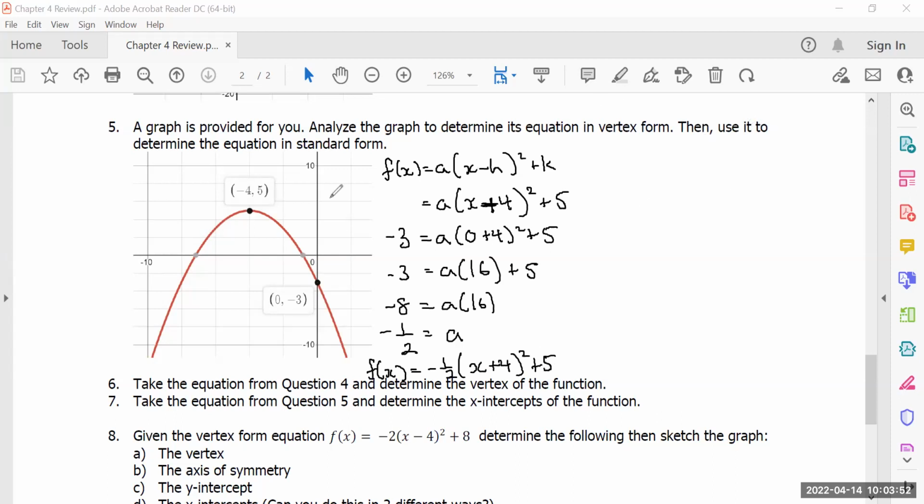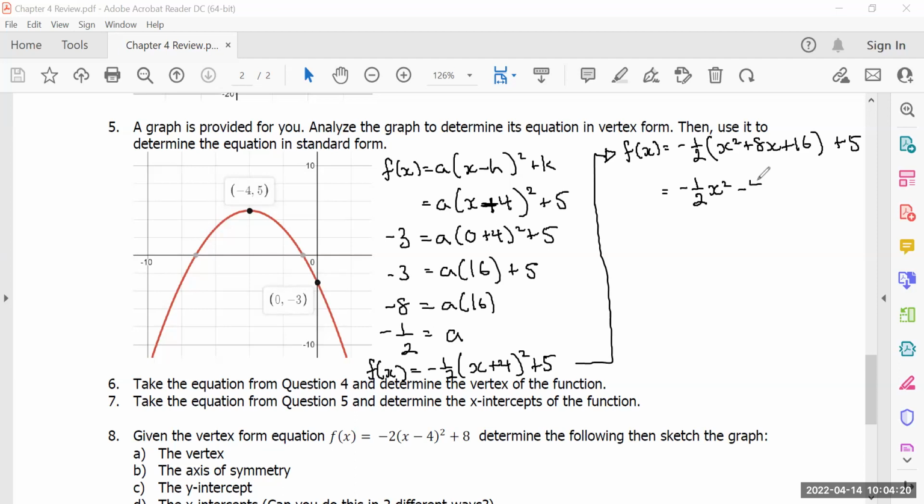The question then says, please use this to determine the equation in standard form. Again, you should know how to do this. Standard form means you're going to have to multiply this out. So this would be x squared plus 8x plus 16. Again, I'm going a little fast because I'm going to assume you can pause the video and try it. Continue expanding. That would be -1/2 x squared minus 4x, and that is a -8 plus a 5. That's a -3. And that's it.